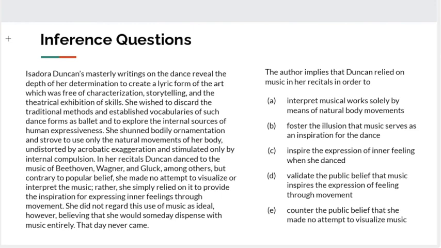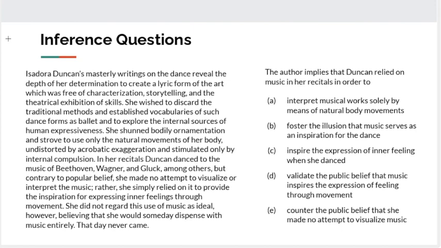She wished to discard the traditional methods and established vocabularies of such dance forms as ballet and to explore the internal sources of human expressiveness. She shunned bodily ornamentation and strove to use only the natural movements of her body, undistorted by acrobatic exaggeration and stimulated only by internal compulsion. In her recitals, Duncan danced to the music of Beethoven, Wagner, and Gluck, among others, but contrary to popular belief, she made no attempt to visualize or interpret the music. Rather, she simply relied on it to provide the inspiration for expressing inner feelings through movement. She did not regard this use of music as ideal, however, believing that she would someday dispense with music entirely.